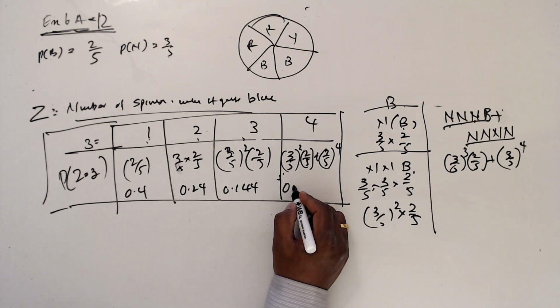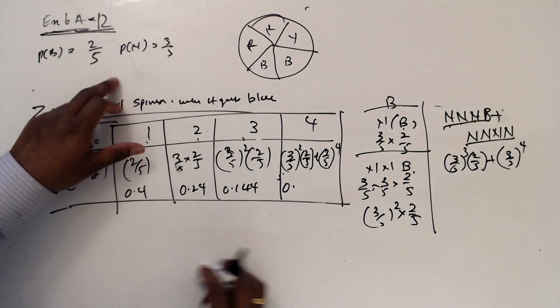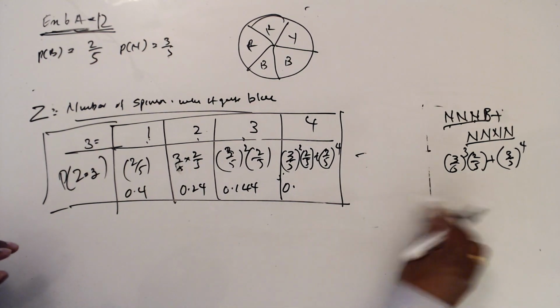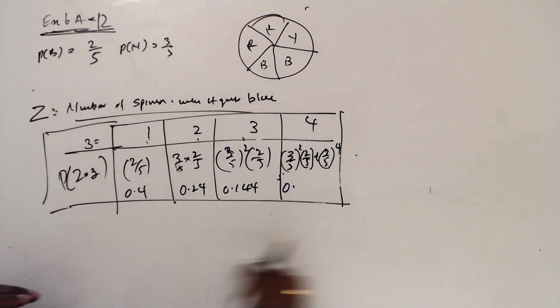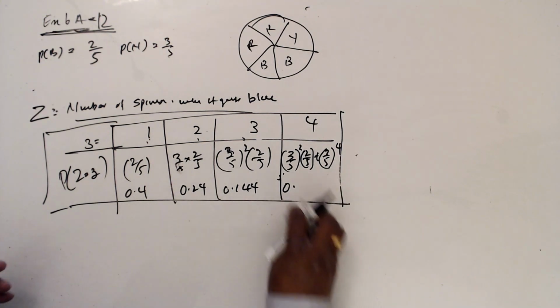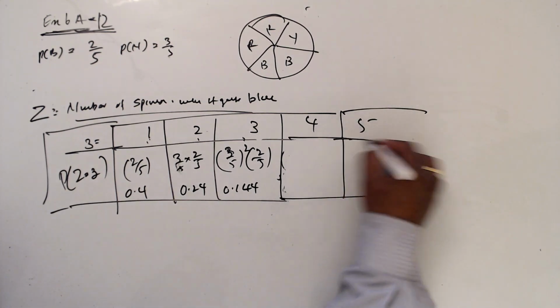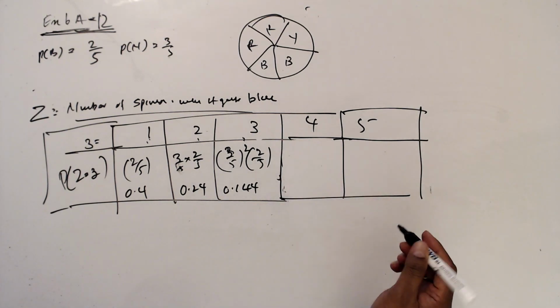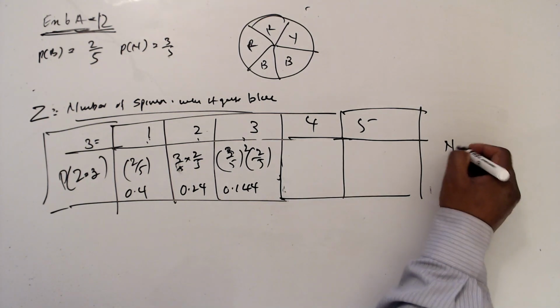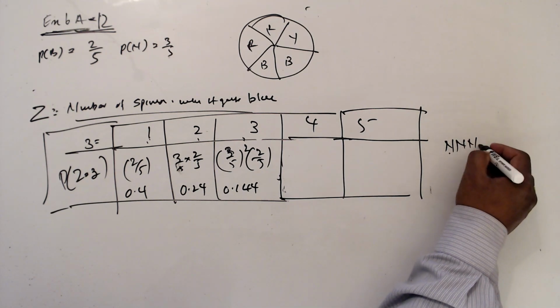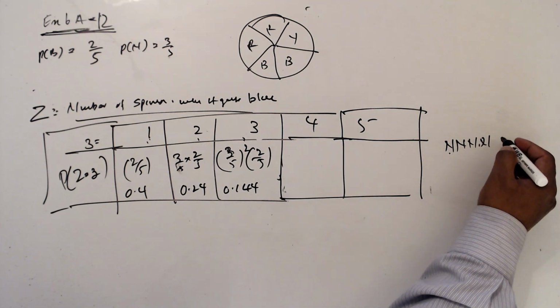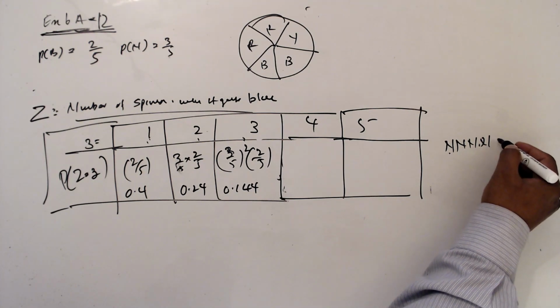0.144. I think, how many times is it? This is not 4 times, it is running 5 times. Then I had to discuss one more. So this is wrong then. It is 4 and 1 more, 5. Then 4 times means first time no, second time no, third time no, fourth time no, fifth time yes, blue.